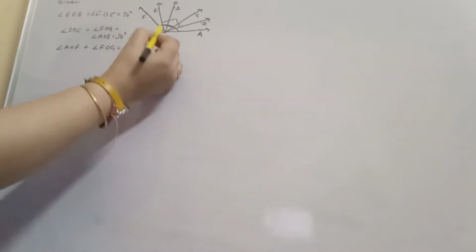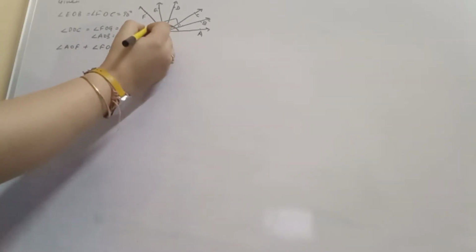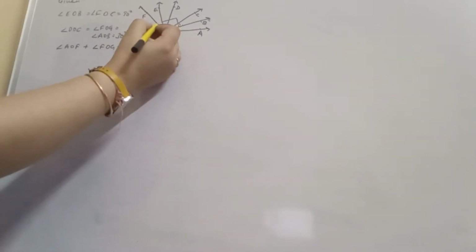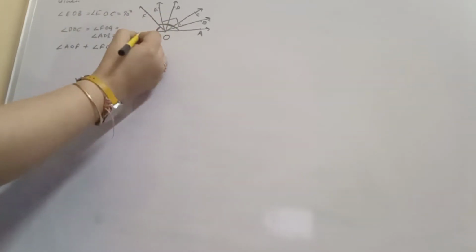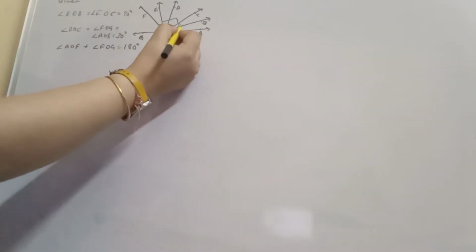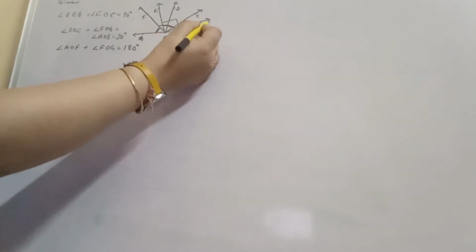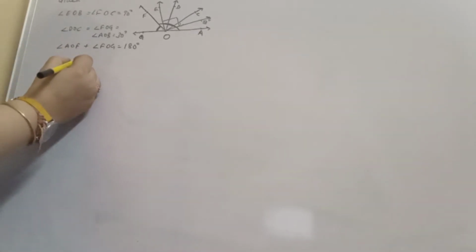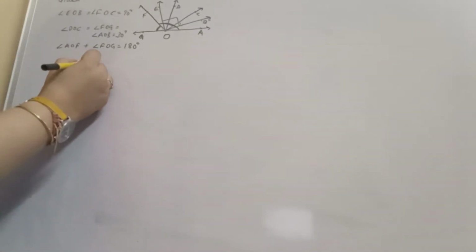FOG, this angle is given to you. So basically FOG is also given to you, and the sum of FOG and AOF is 180 degrees. And then you have AOB, which is also 30 degrees. So with these given parts we will solve and find the other angles.